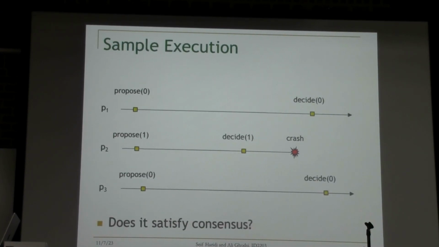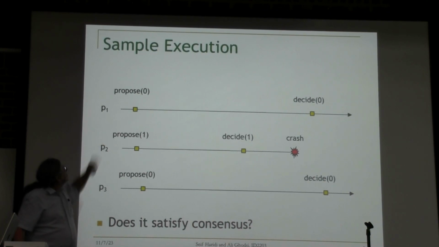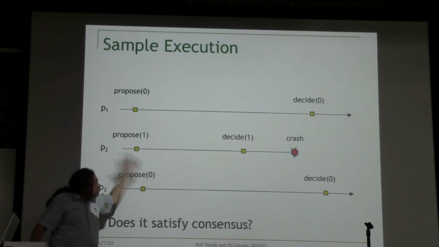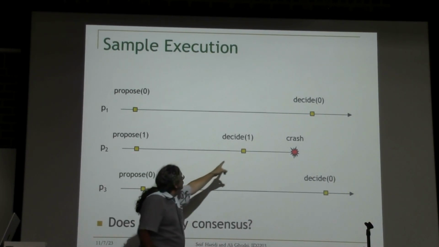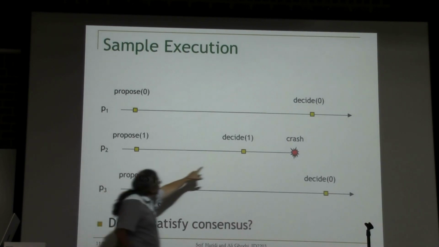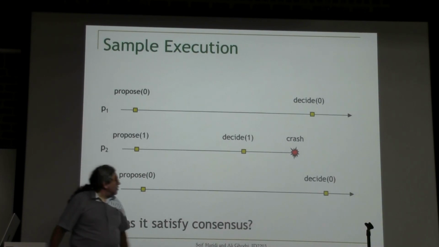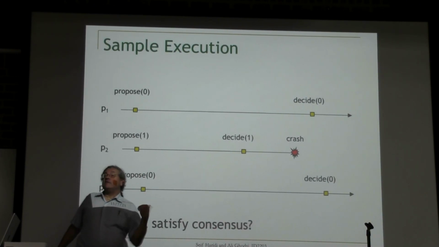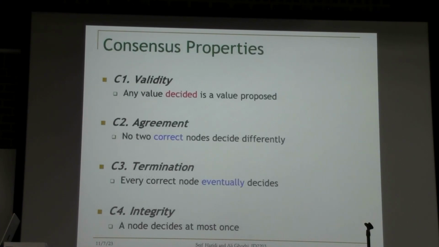Okay? So here is a sample execution. Nodes P0, P1, P2, P3. P1 proposes 0, P2 proposes 1, P3 proposes 0 also. They run the algorithm, and then they decide. You see, each node will decide. So P1 decides on 0, P2 decides on 1, and then crashes. And P3 decides on 0. So is this satisfying the definition we just saw? What do you think? Is this satisfying the definition we just saw?